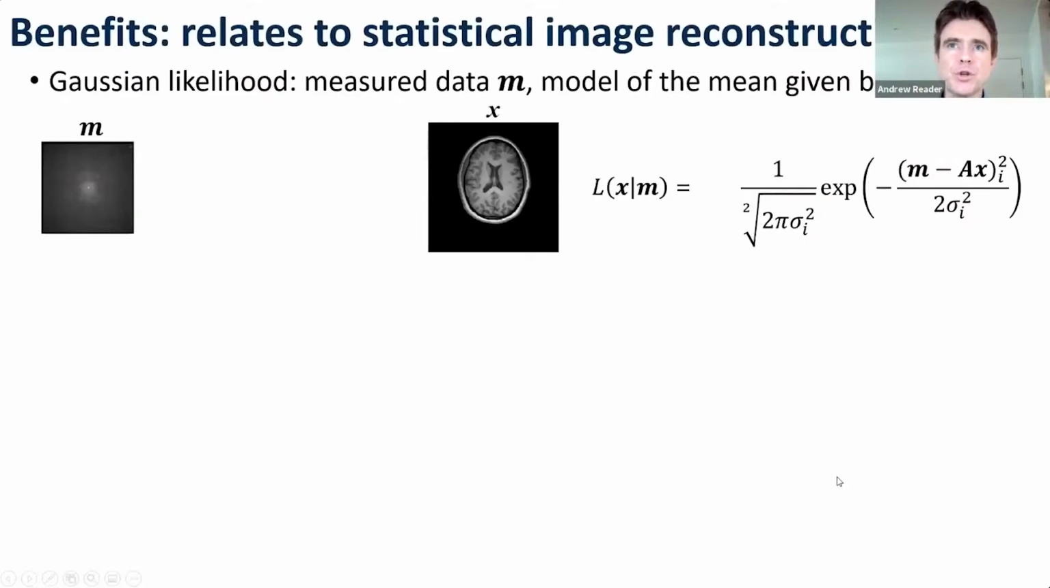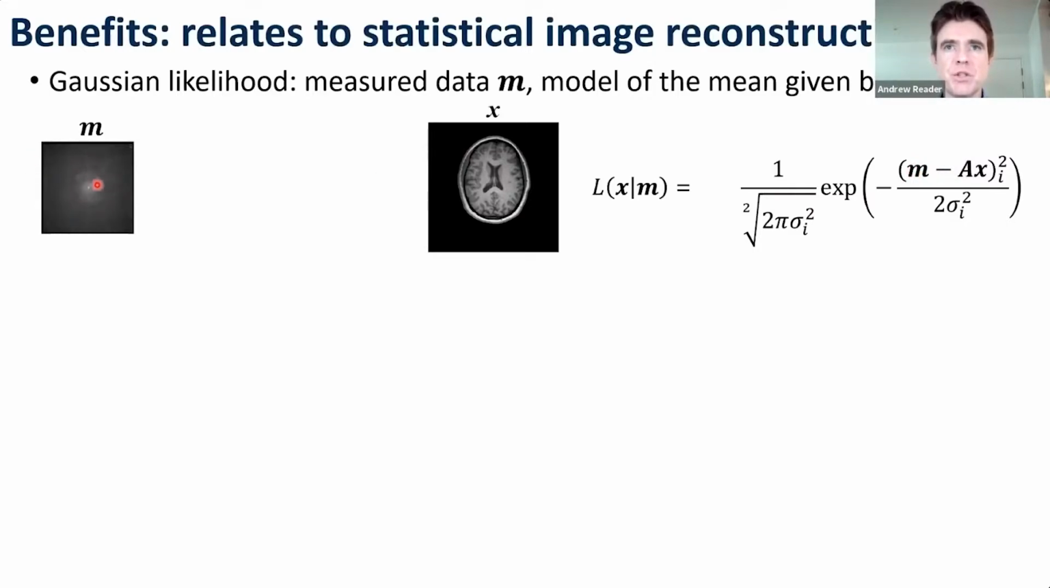Okay, so this also relates to statistical image reconstruction. So just to show you the example for MR here, which uses a Gaussian noise model, I'm just going to show that the Gaussian noise model leads us naturally to a least squares solution. So what we're doing here is saying find an image X, so there's X, run it through the system model A, like we've seen before, in order to match the measured data M.